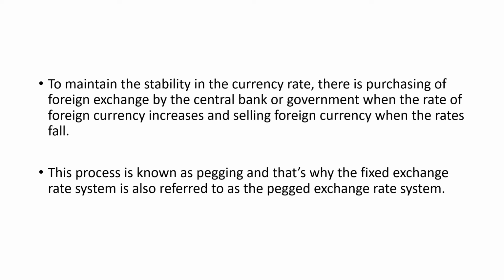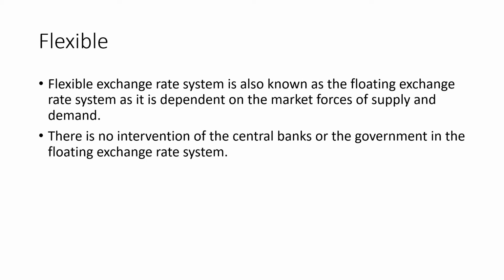To maintain stability of currency, there is purchasing of foreign exchange by the central bank, and also interference by the government would be there. This is done when the rate of foreign currency increases, and foreign currency is sold when the rates are falling. This is known as pegging, and that is why fixed exchange rate is also known as pegged exchange rate system.